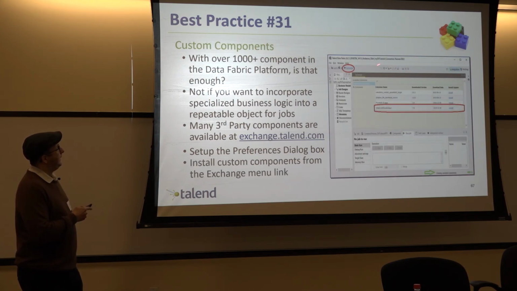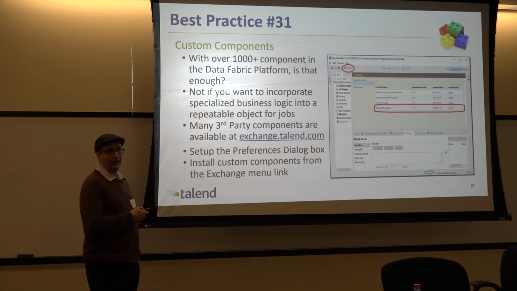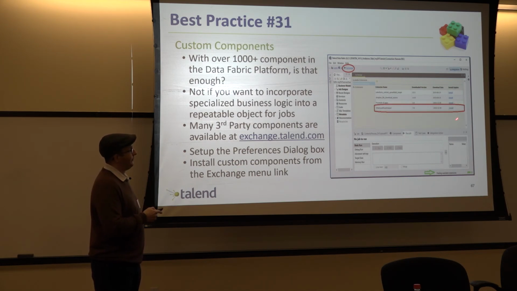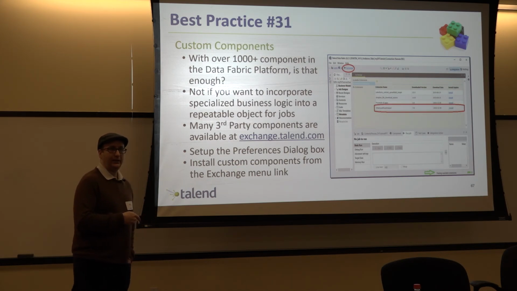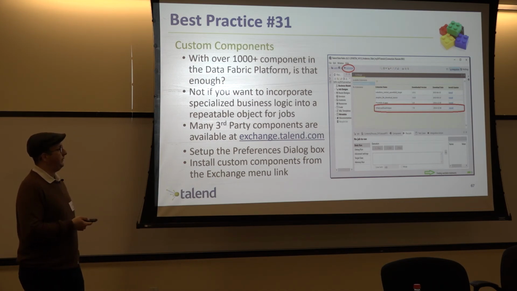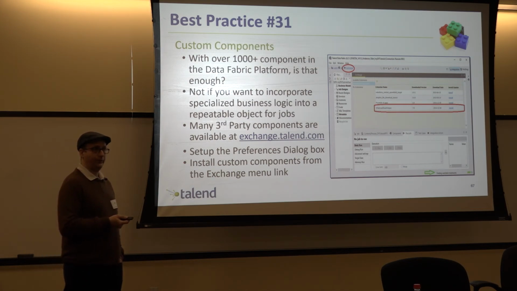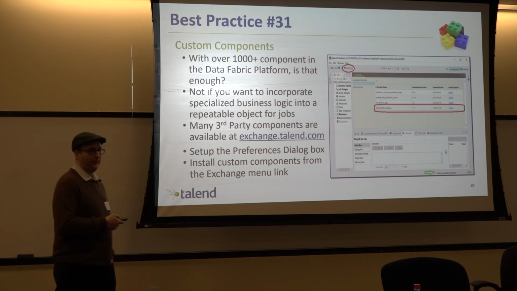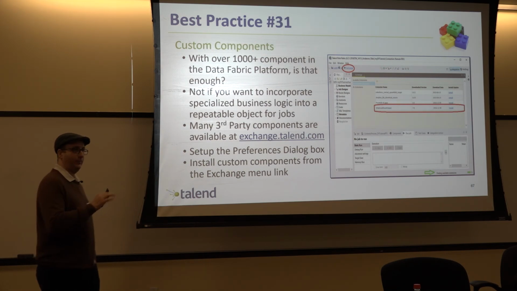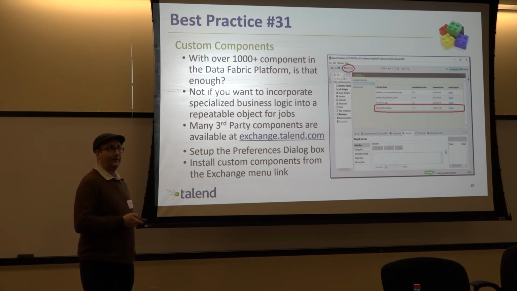And then there is an Exchange link at the top of your Studio, and you can click that. That will bring up a window and allow you to search for various components that are out on the Exchange. You can do it right through Studio. All you have to do is click the Install button over here, and it will download it and install it into your components directory that you've defined. It will then be available to you under a custom component section of your palette. And you can bring it in and use it.